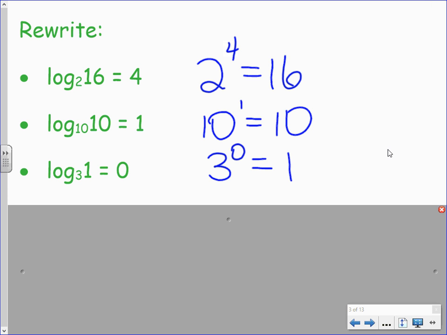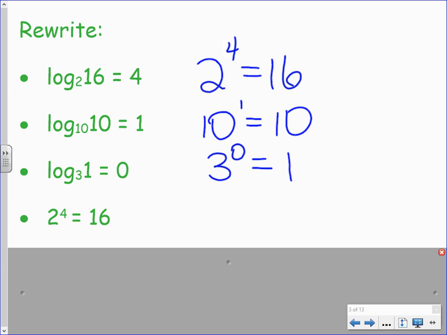Okay, let's talk about rewriting the other way. 2 to the fourth is 16. Our base is 2. So we have log base 2 of 16 equals 4. Raise your hand if you've seen this like circle notation, like with the arrows.